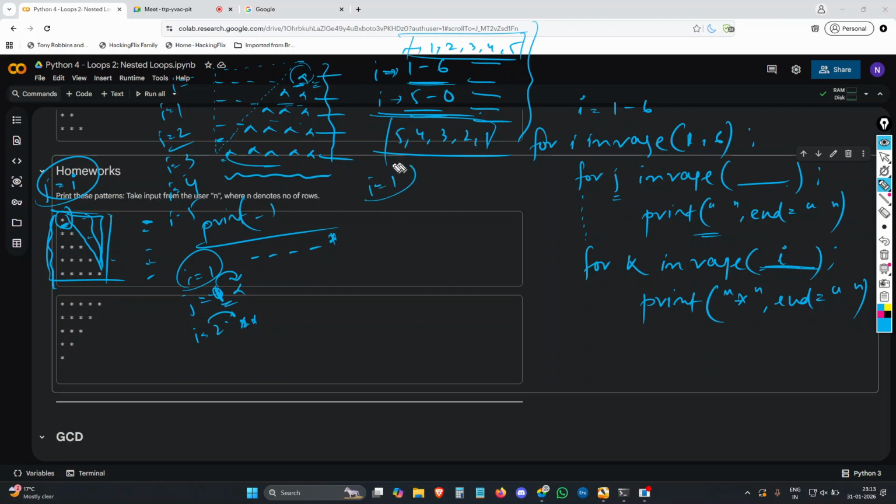Now J. J is one smaller than the last range. So how do I play with it? If my I is one, I need my J to run from 4. I is increasing for each segment, and J is decreasing, right? So maybe I can use 5 minus I. If I use 5 minus I, will it work? Let's see. I equals to 1, 2, 3, 4, 5.